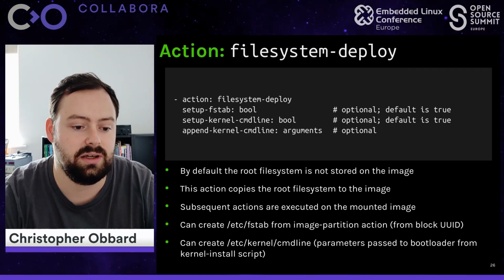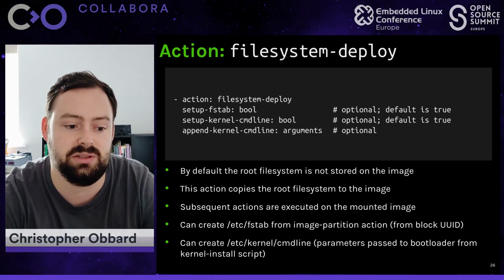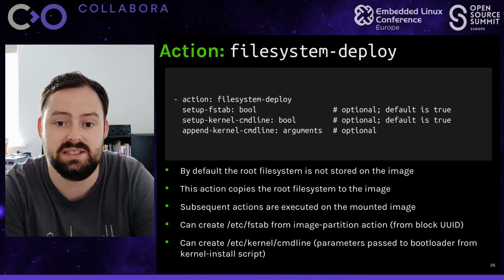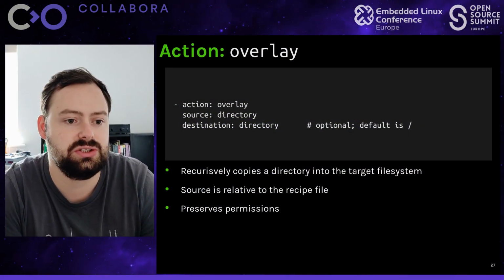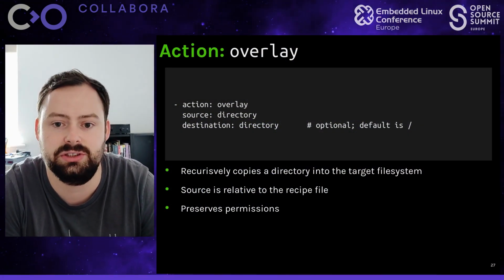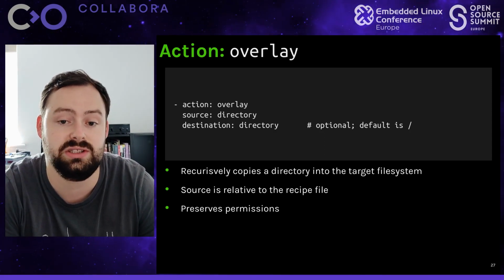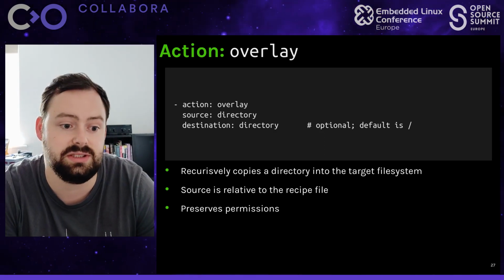Also, you can create the kernel command line file, which basically is the parameters which are passed to the bootloader for setting up scripts. Basically, it's implementation detail. So if you ever use Docker, you'll know what the overlay function does, but the overlay action basically copies files recursively from your host system into the target file system.